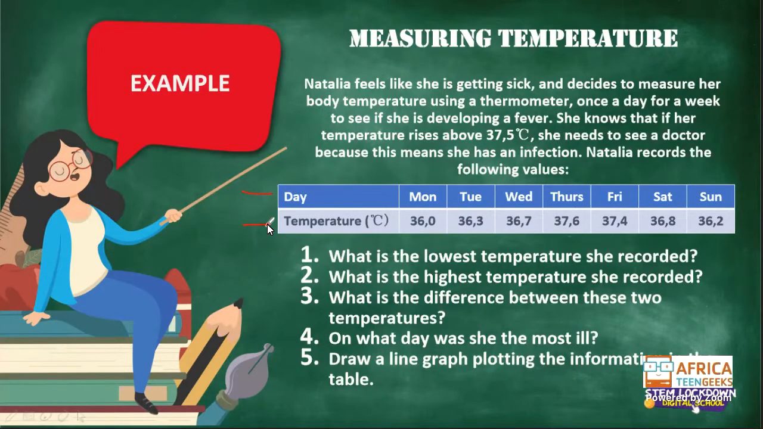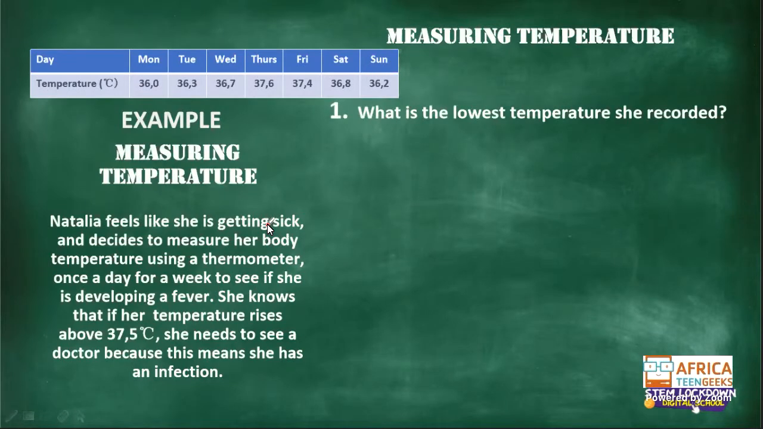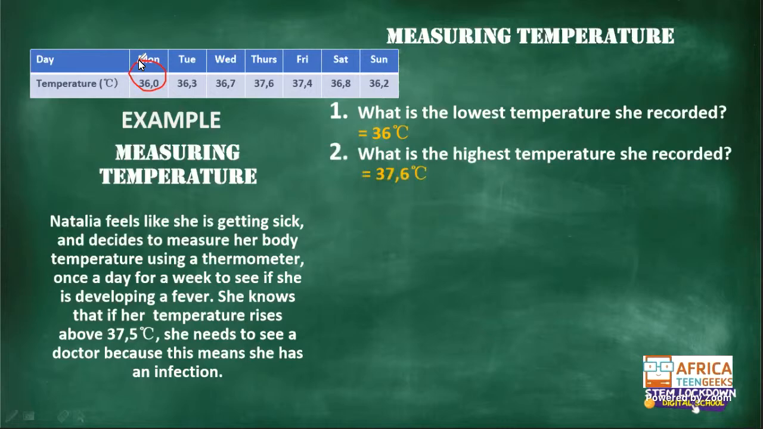Okay, so let's break it down. Here we have our table again. Question 1. What is the lowest temperature she recorded? So who can answer that for me? We've got the table on top. What is the lowest temperature? There we go, Megan. Yes, her lowest temperature, if we look at the table, would be on Monday, the first day, and that was 36 degrees Celsius. Easy enough, we just read the table. Question 2, what is the highest temperature she recorded?